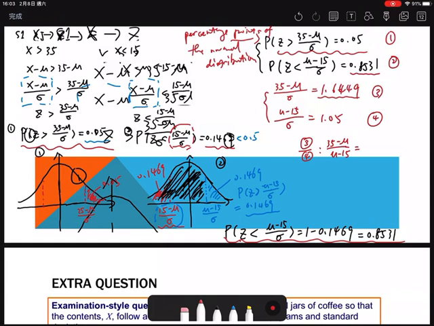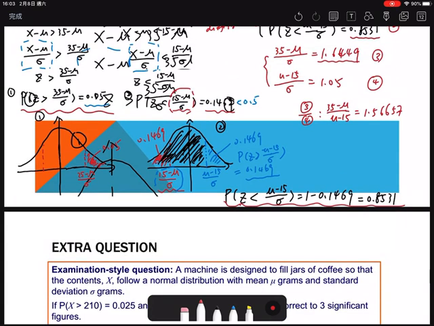1.6449 over 1.05, and it will be 1.5657. I choose 5 decimal places. So finally we can find the value of mu.